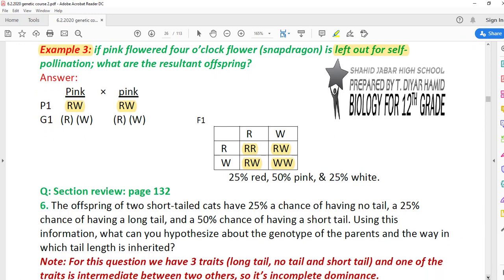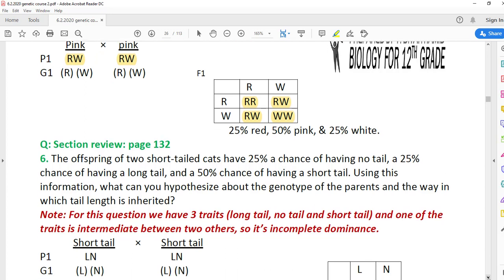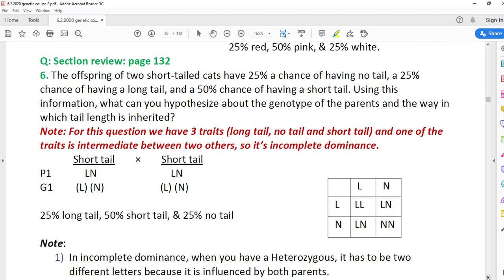Why is a testcross not used for incomplete dominant? Because the genotype and the phenotype indicate each other. For example, if I say R capital R capital, it is red, or if I say red, it is R capital R capital; there is no other possibility. What is the genotype of white flower four o'clock flower? WW. What is the genotype of pink flower four o'clock flower? R capital W. So it doesn't require the testcross, because genotype indicates the phenotype.